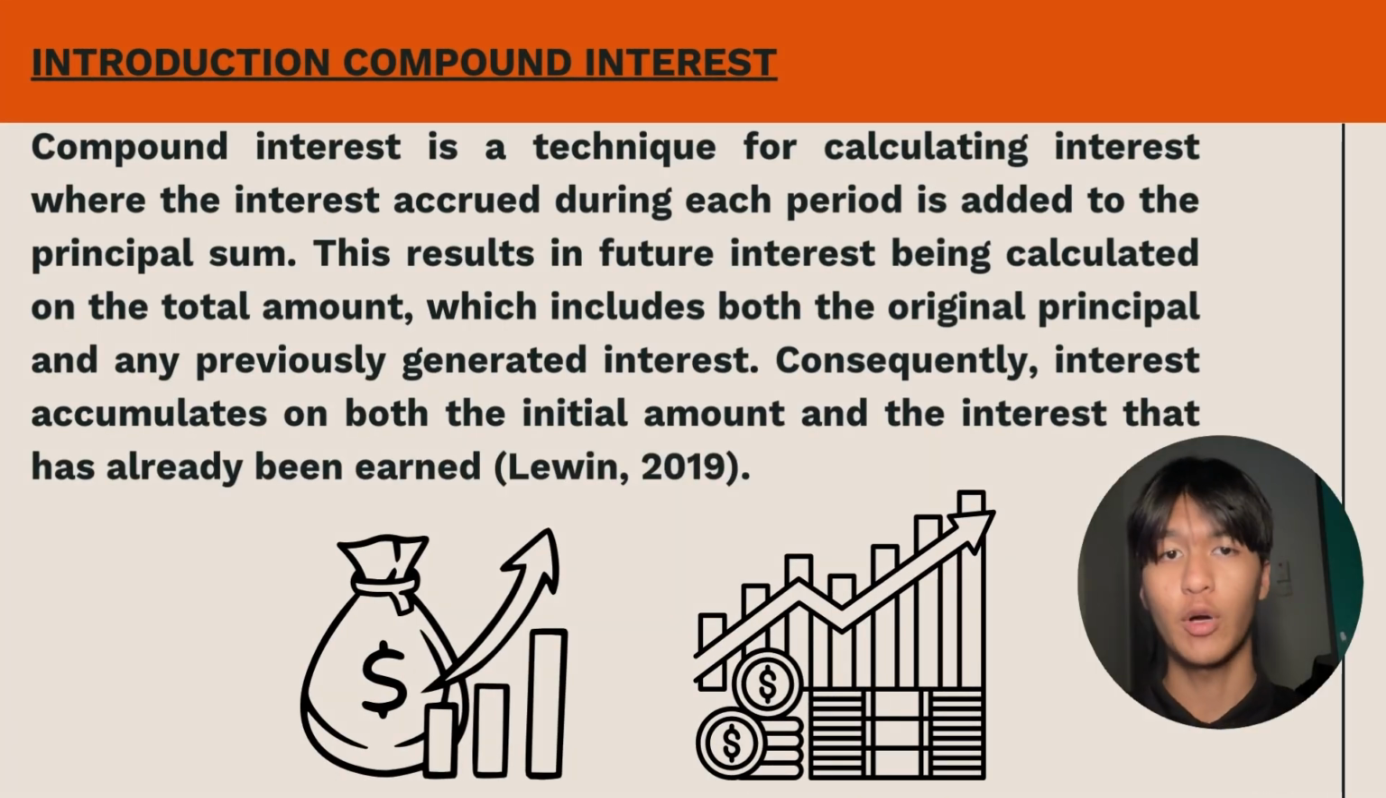For introduction of compound interest, compound interest is a technique for calculating interest where the interest accrued during each period is added to the principal sum. This results in future interest being calculated on the total amount, which includes both the original principal and any previously generated interest. Consequently, interest accumulates on both the initial amount and the interest that has already been earned.